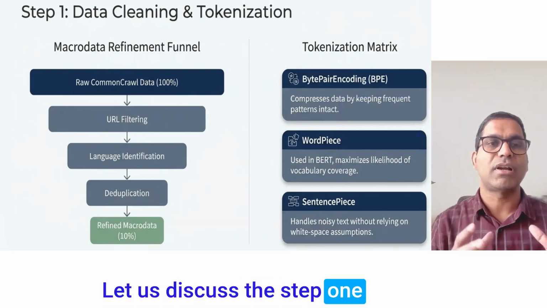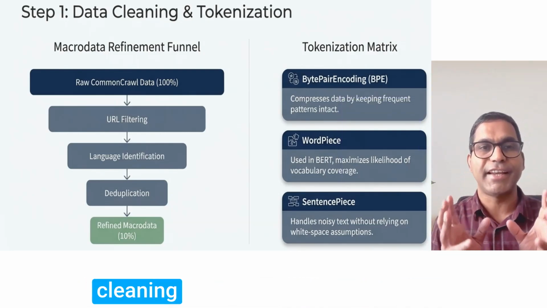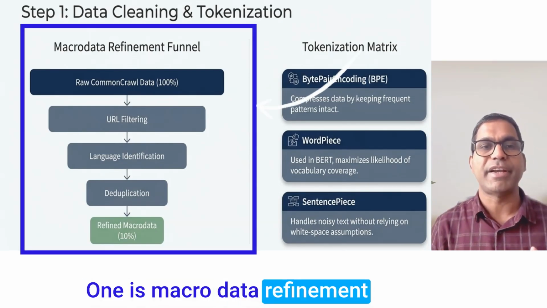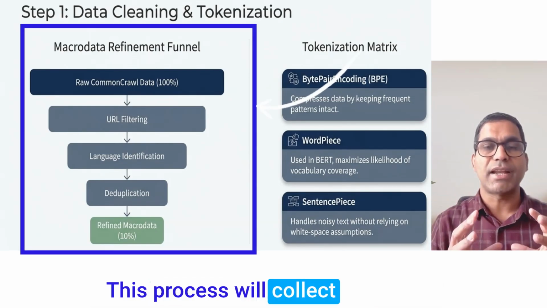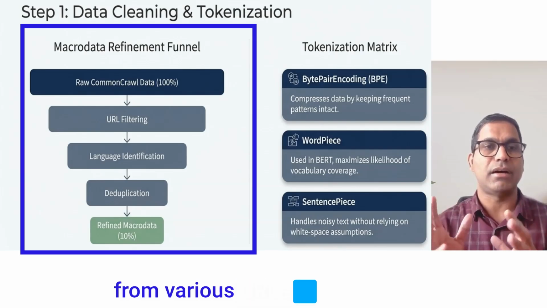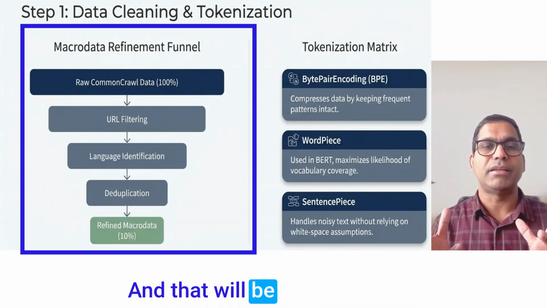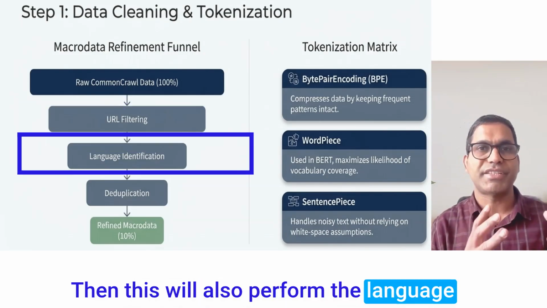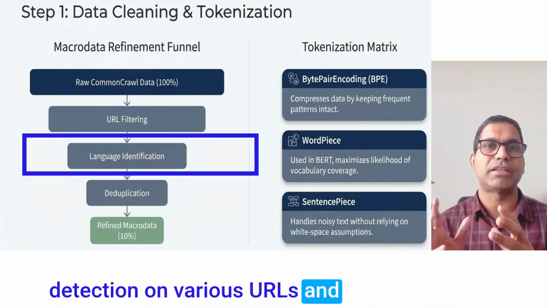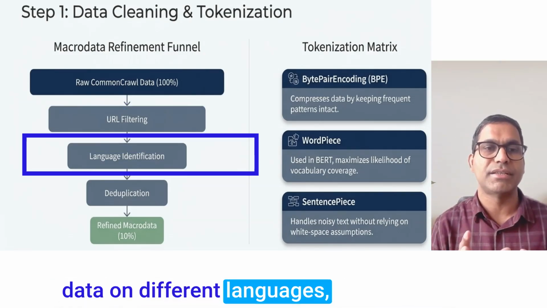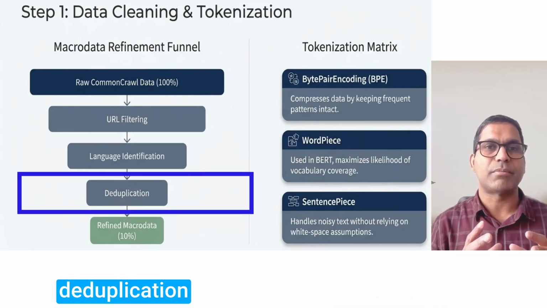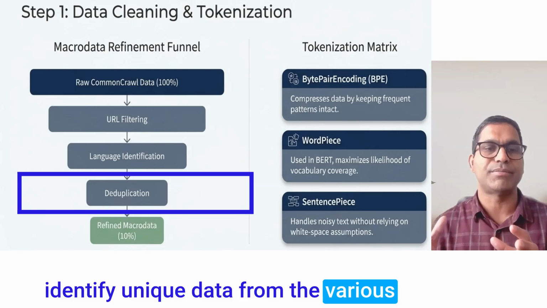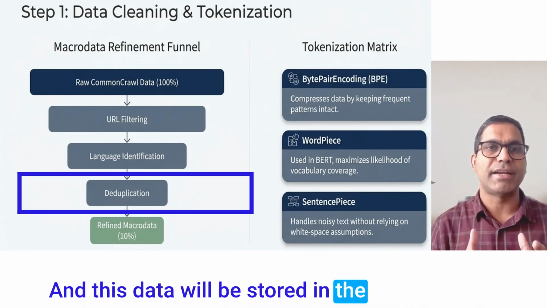Let us discuss step 1 of the LLM life cycle, which is called the data cleaning and tokenization process. This has 2 phases. One is the macro data refinement funnel. This process will collect the data from various URLs or websites, and the URL filtering process will be performed. Then this will also perform language detection on various URLs and segregate the data by different languages. And a deduplication process will be performed to identify unique data from the various websites, and this data will be stored in the databases.